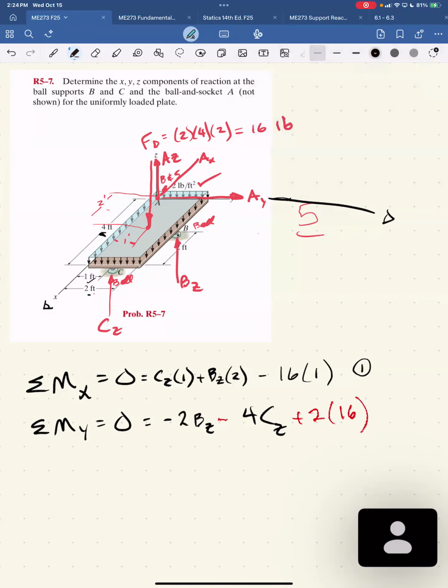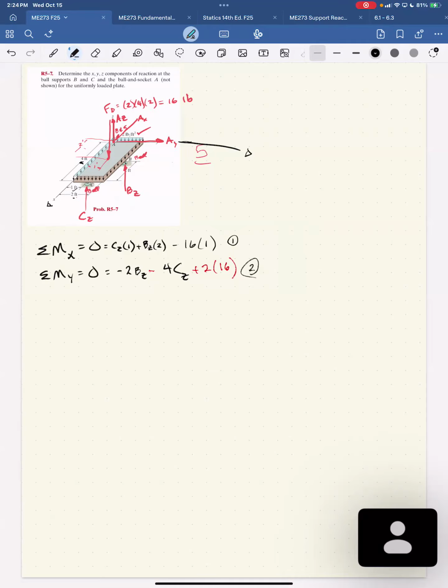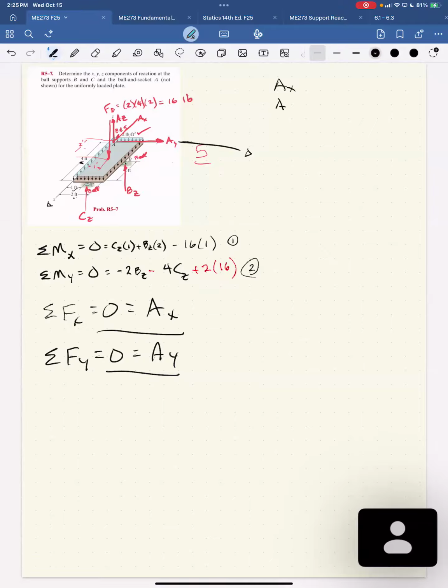But I realize there's only one force in the x direction and one force in the y, AX and AY. So I can sum forces in the x, set that equal to 0. That means AX is equal to 0. Sum forces in the y, set that equal to 0. That means AY is equal to 0. You might want to make a table over here in these 3D problems so you can write down your unknowns as you solve them. So I got 0, 0.